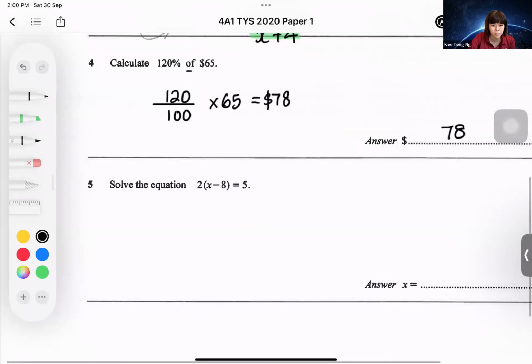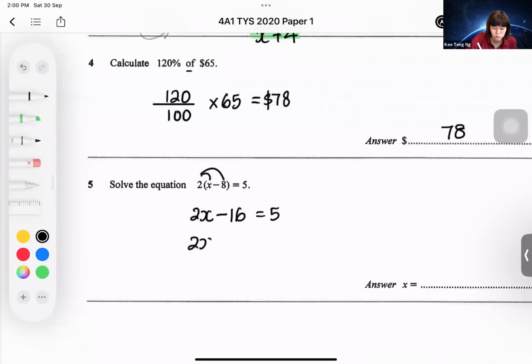Next question, question number 5. For here, we need to do expansion. Remember to multiply, do the one in front and the one at the back as well. Yeah? So 2 times x, 2x, 2 times 8, 16 equals to 5. Then I want to keep x, so 2x over here. I don't want the minus 16, so I'll shift minus 16 over. So undo subtraction, it'll be addition. So it'll be 5 plus 16 to give me 21.